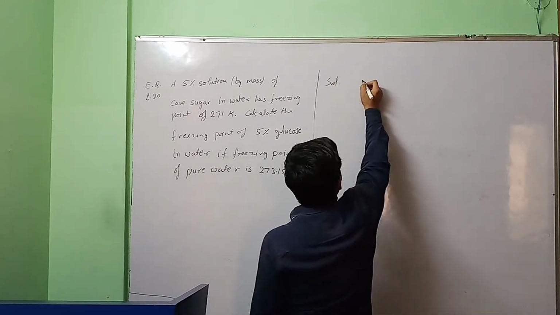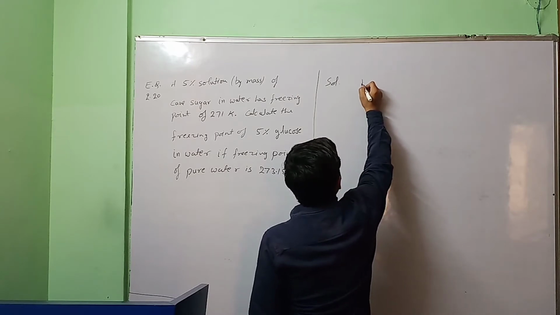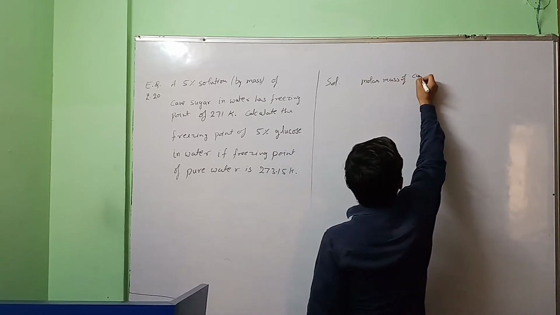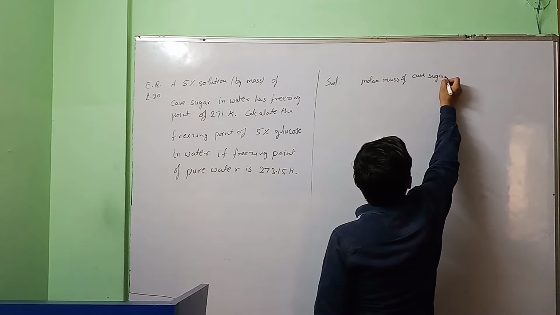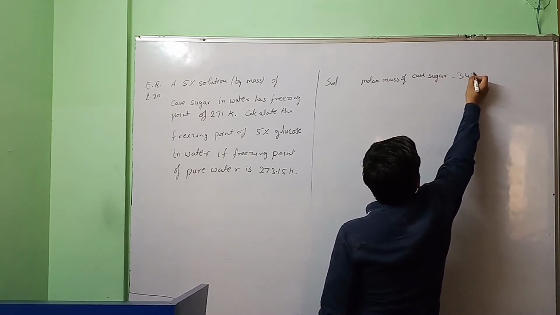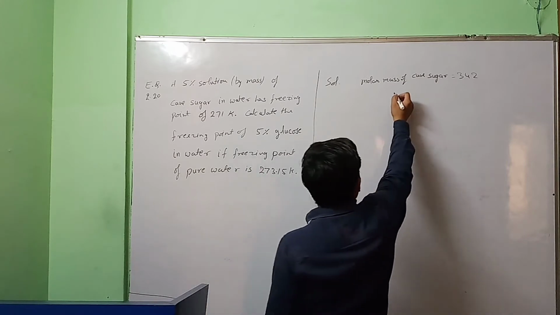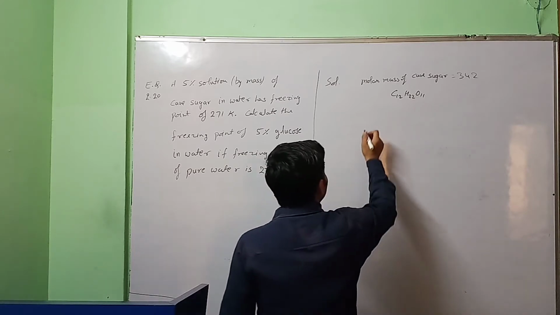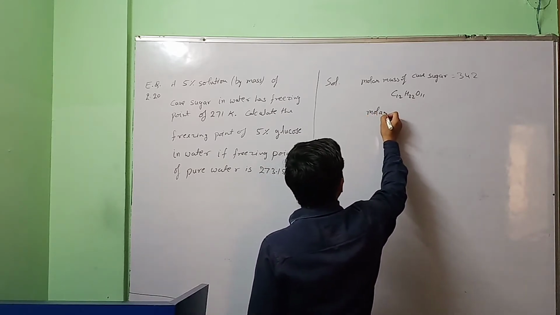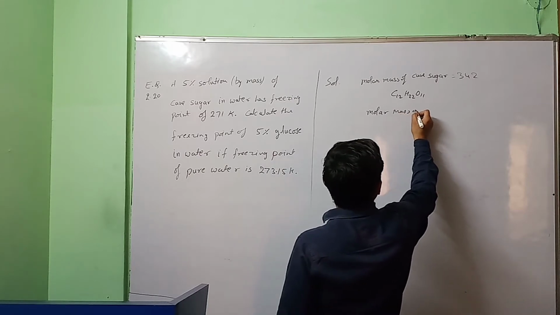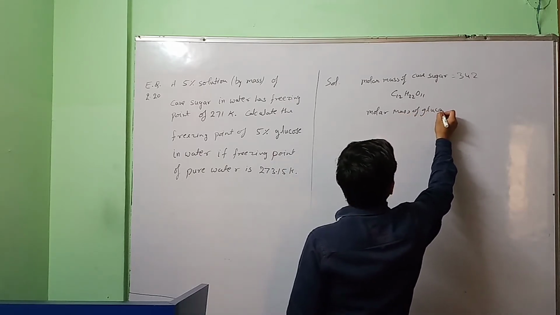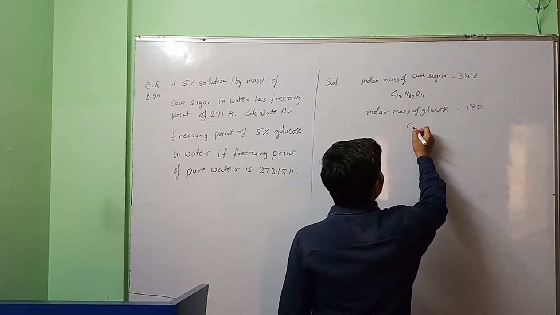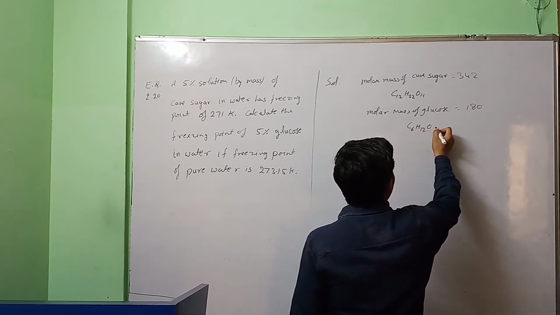we have to know the molar mass of cane sugar. The molar mass of cane sugar is 342, because its formula is C12H22O11. Then the molar mass of glucose is equal to 180, because its formula is C6H12O6.